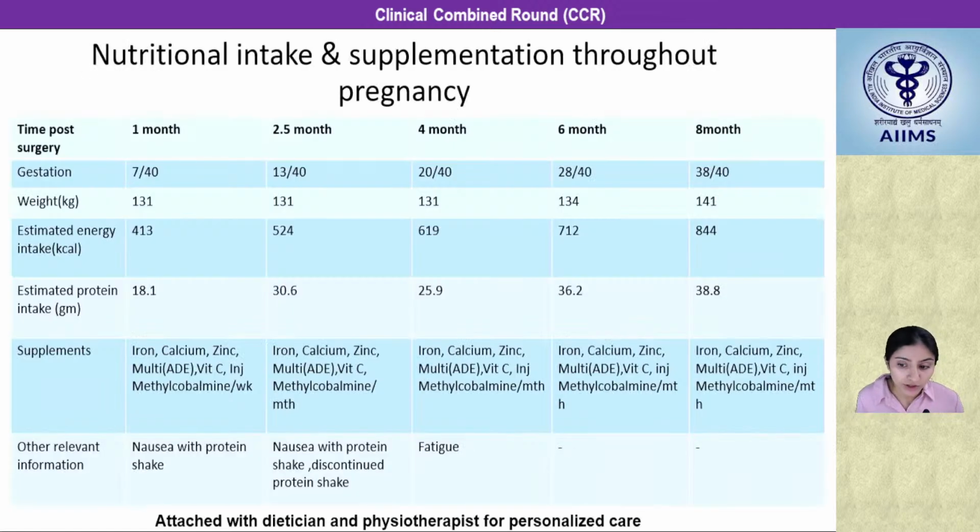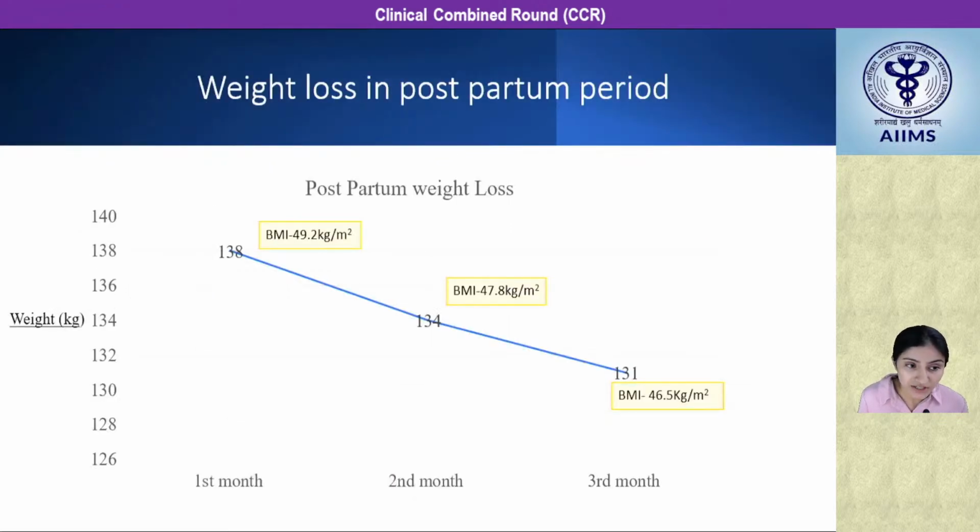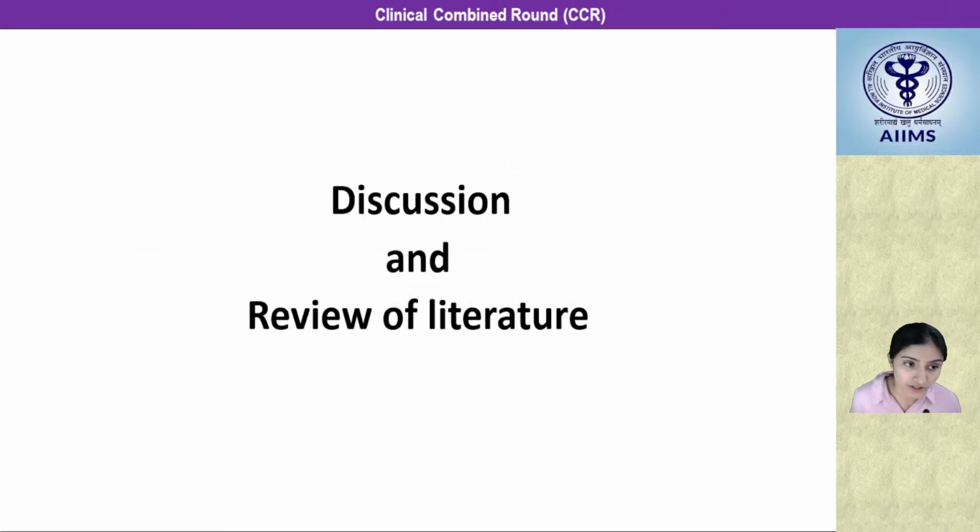Now this chart represents what were the nutritional intakes and supplementations the patient did throughout the pregnancy. It was structured according to the patient by dietitians. She had strict kilocalorie and energy intake and protein intake and supplements throughout the pregnancy. This graph shows the weight during the course of pregnancy. At the time the patient presented to us, her BMI was 50.3 and at the time of delivery, her BMI was 49.6. Now the patient is still in her weight loss journey. Her BMI after 3 months is 46.5. Thank you. Dr. Soni will continue.